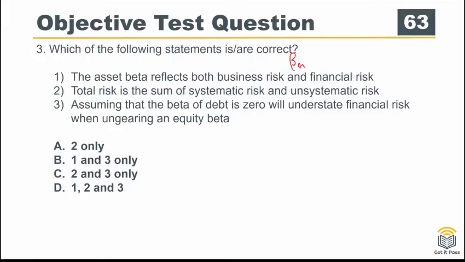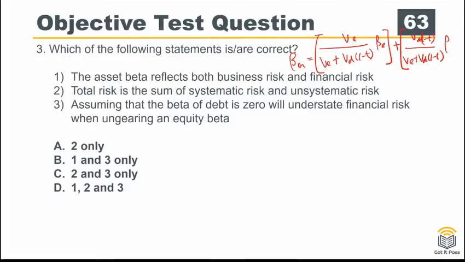Asset beta equals what? It equals the weighted equity beta plus the weighted debt beta. It is equal to the equity beta and the debt beta.